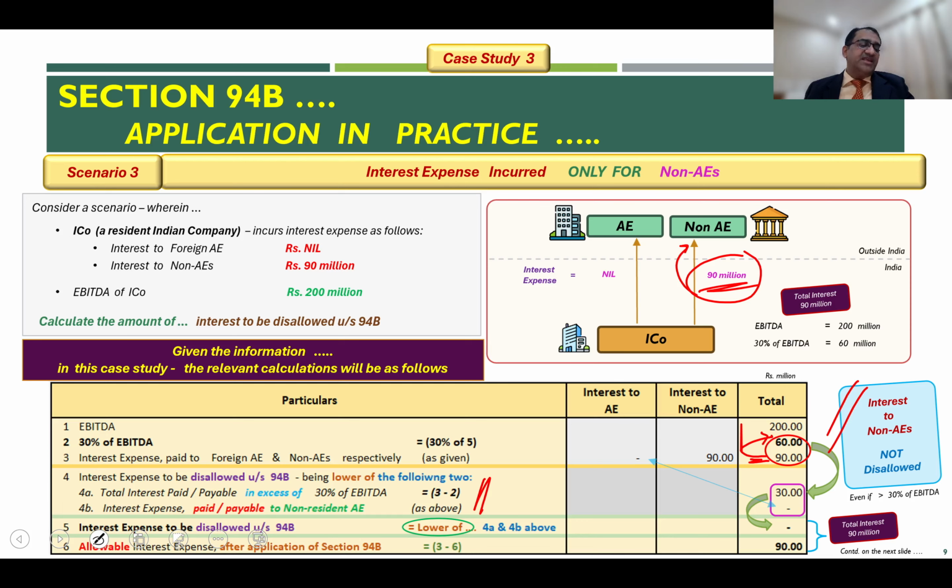Interest to non-AEs is not disallowed, even if it is more than 30% of the EBITDA, and this is being ensured in the way that the legislation has been drafted in Section 94B.